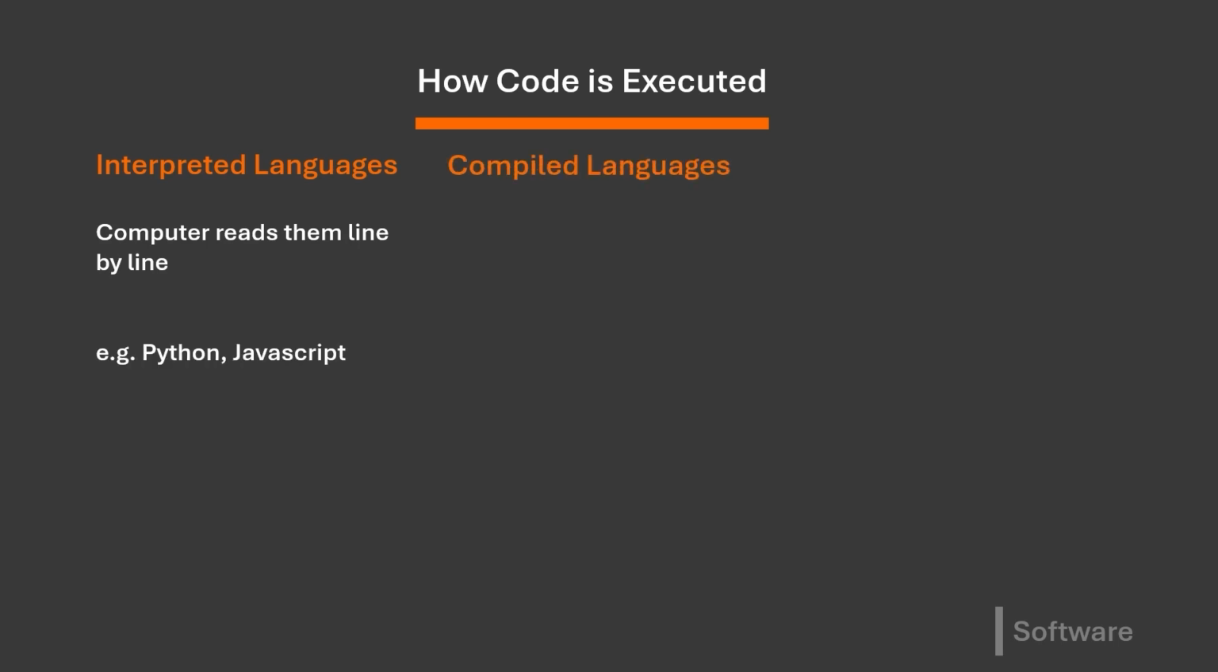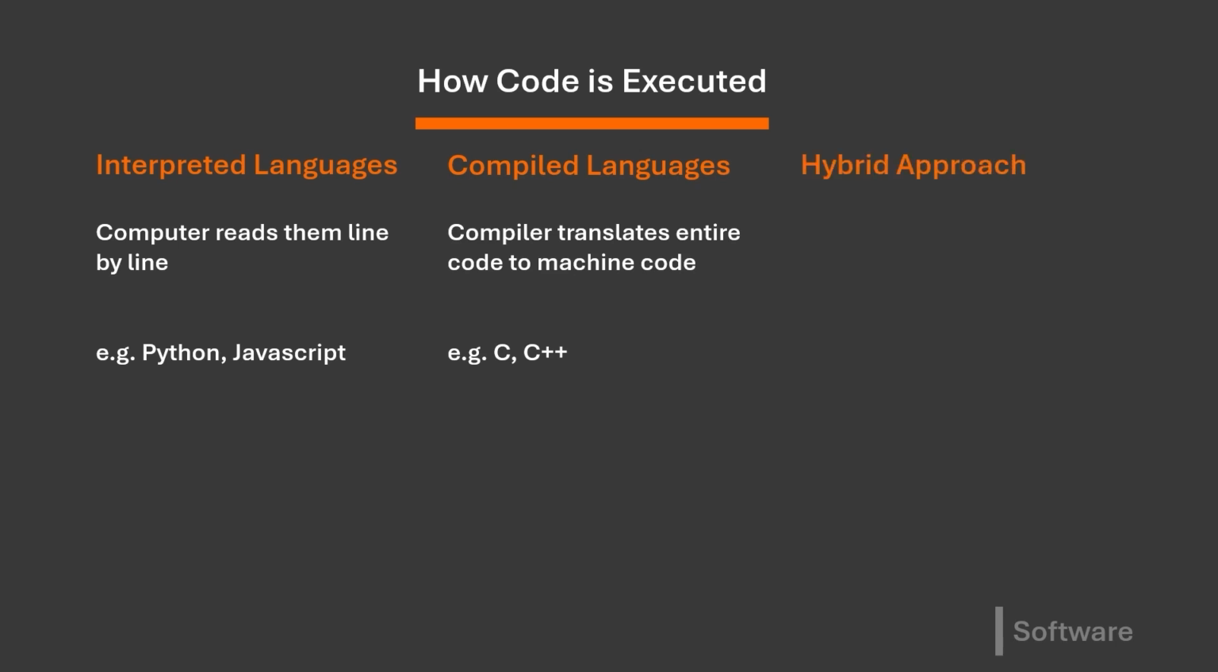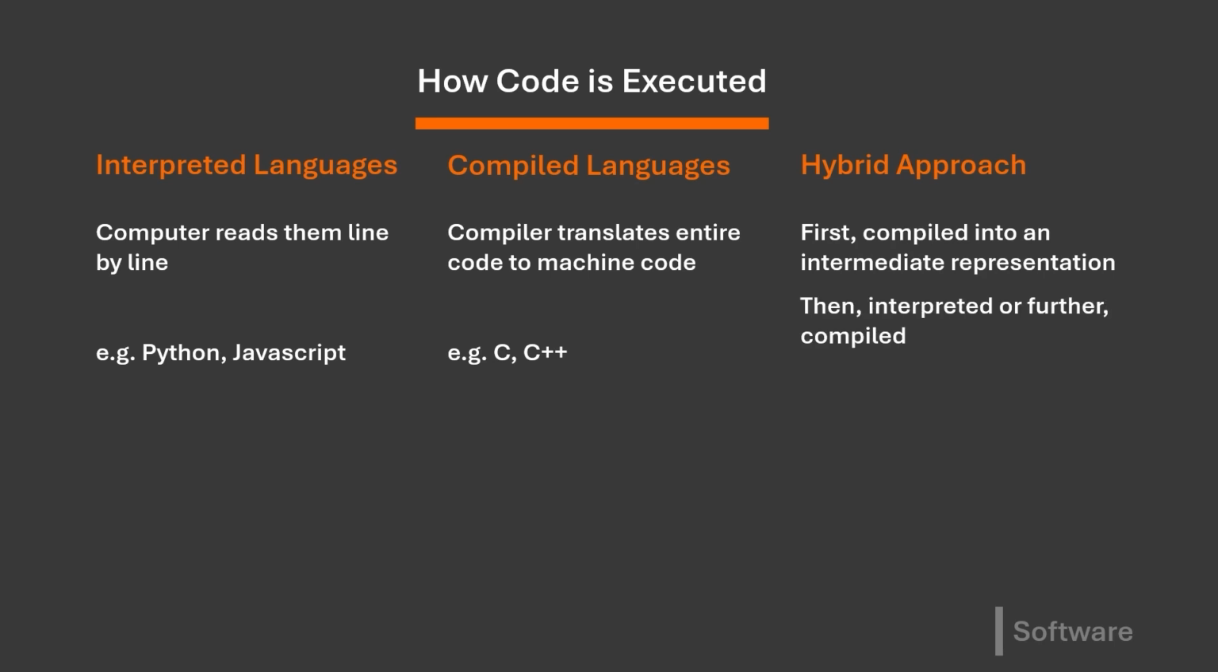Compiled languages require system software called a compiler to translate the entire code into machine code before execution. Examples include C and C++. And some languages use a hybrid approach. Code is first compiled into an intermediate representation like Java bytecode, which enables cross-platform execution, and is then interpreted or further compiled at runtime. Examples would include Java and C#.